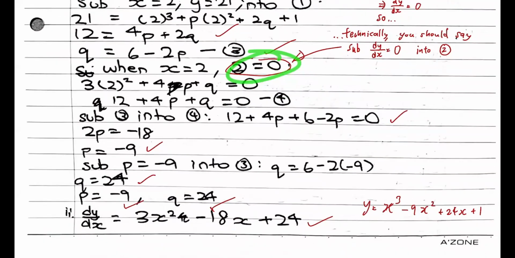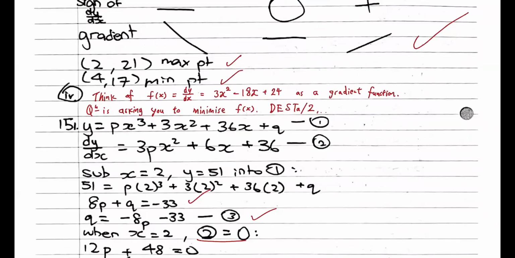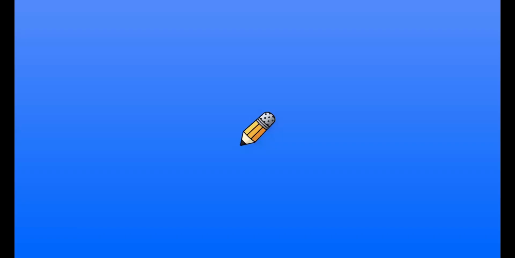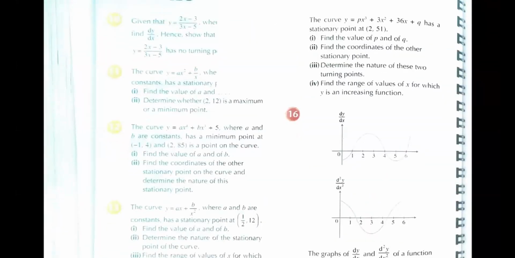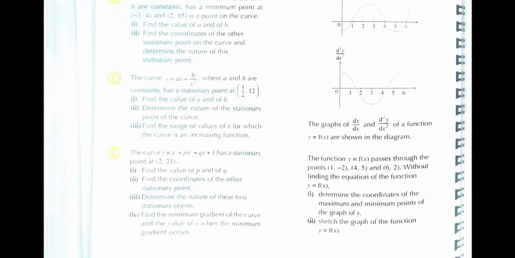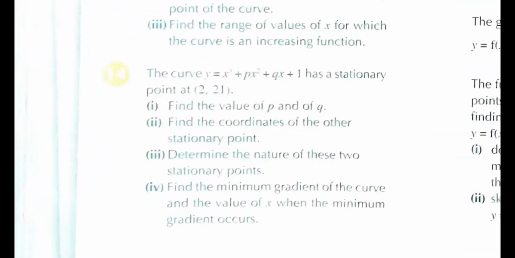Okay, moving on to part 4. That's the one that is problematic. So what is the question asking? Let me just bring up the question. I sent you a rotated version, right? Can you see? This question 14. So for part 4, you want to find the minimum gradient of the curve and the value of x when the minimum gradient occurs.